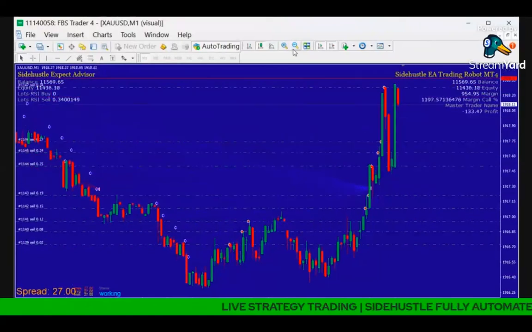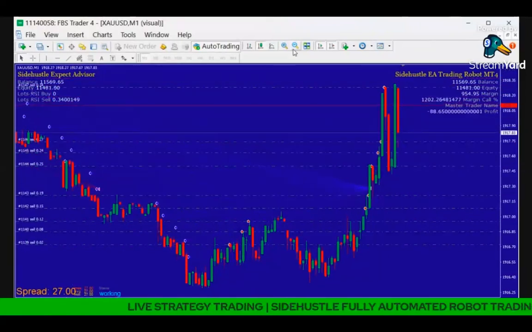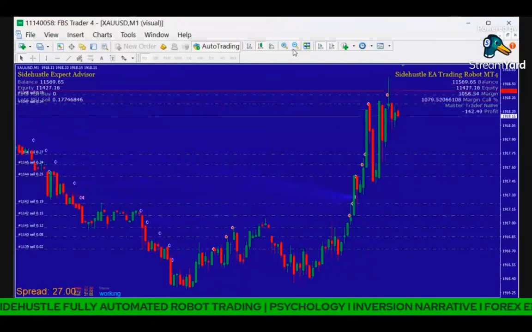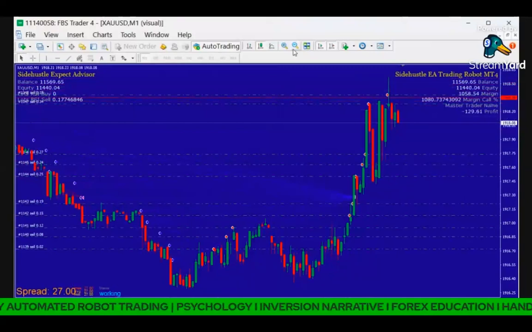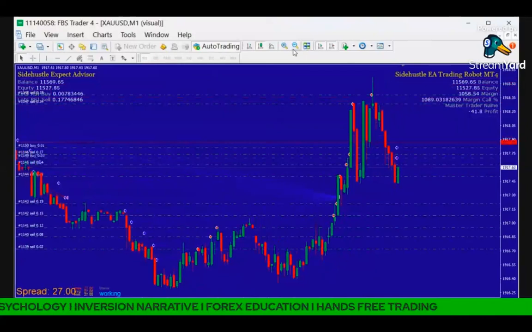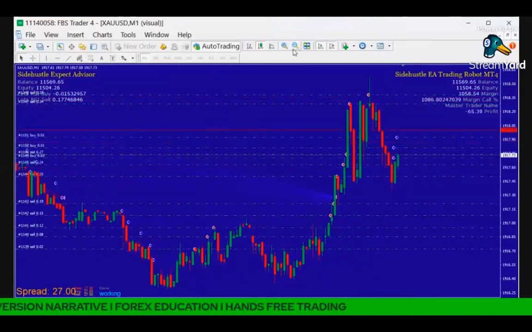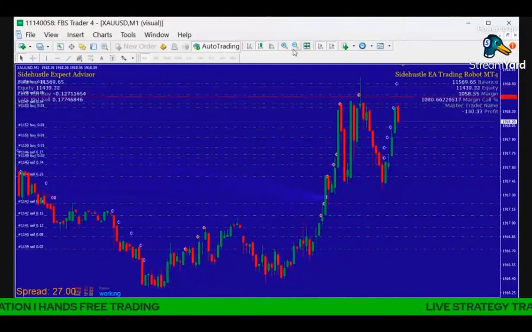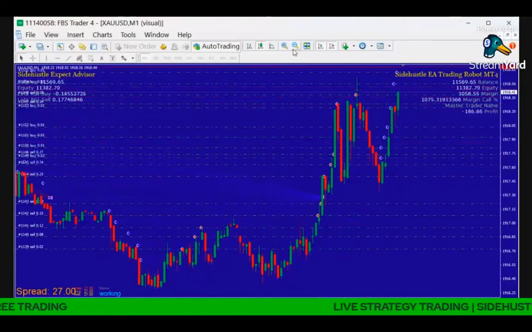So now we did the overview of what the software is. Now we're going to ask the question, who is the software meant for? Who can use the software? Anyone can use the software. Is it for beginners? Is it for professional traders as well?